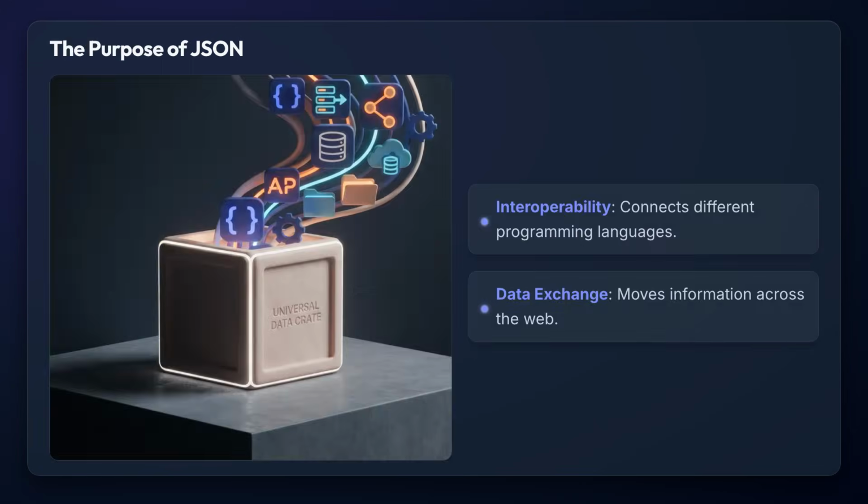Think of JSON as a universal shipping crate for data. Just as a physical crate allows you to move goods between different vehicles, JSON allows you to package data in a format that any programming language, whether it's Python, Java, or JavaScript, can unpack and understand perfectly.